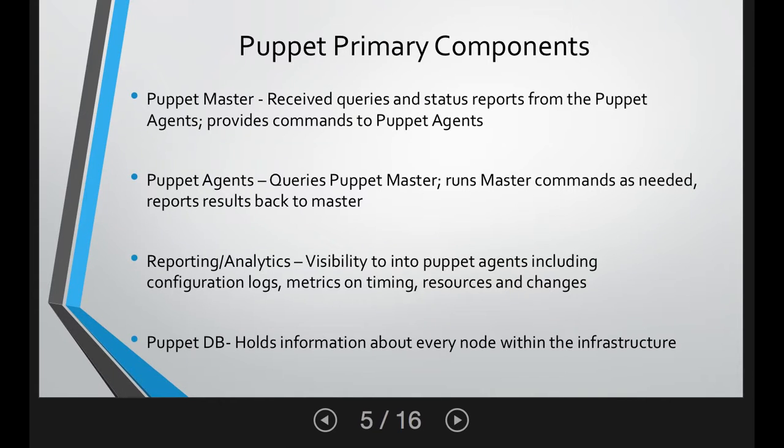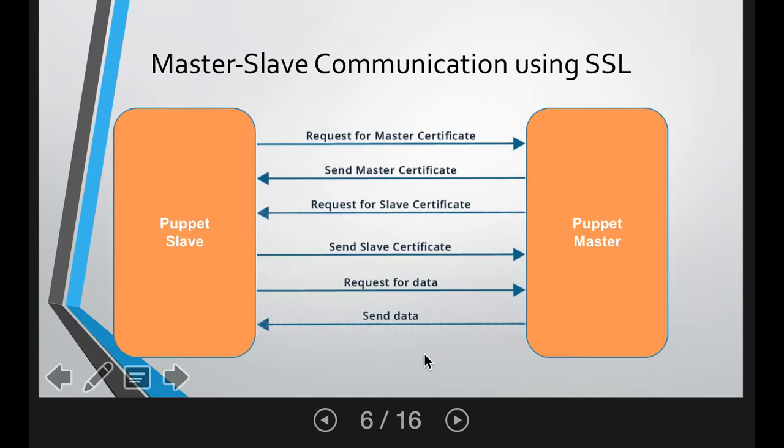Primary components of Puppet are Puppet Master and Puppet Agents. Puppet Agents query the Puppet Master, and the Puppet Master receives the queries and sends the status reports from the Puppet Agents. Puppet Agents run the command sent by the master. Puppet has a very great reporting and analytics tool available. It has a web UI that shows logs of what has happened and what has changed over time. PuppetDB holds information about all the nodes in the infrastructure.